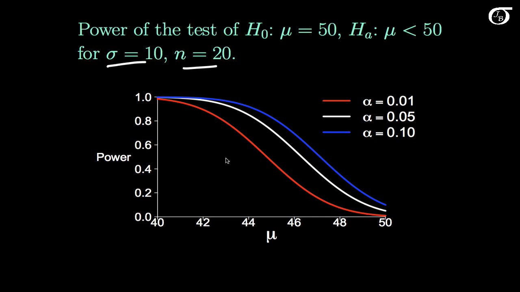The red curve represents the power function when alpha is equal to 0.01. And since we've chosen a small value for alpha, we're making it difficult to reject the null hypothesis, and the test is going to have lower power than if we chose an alpha value that was a little larger. But here still, when the true value of mu is far enough away from the hypothesized value, the test has power very near 1.